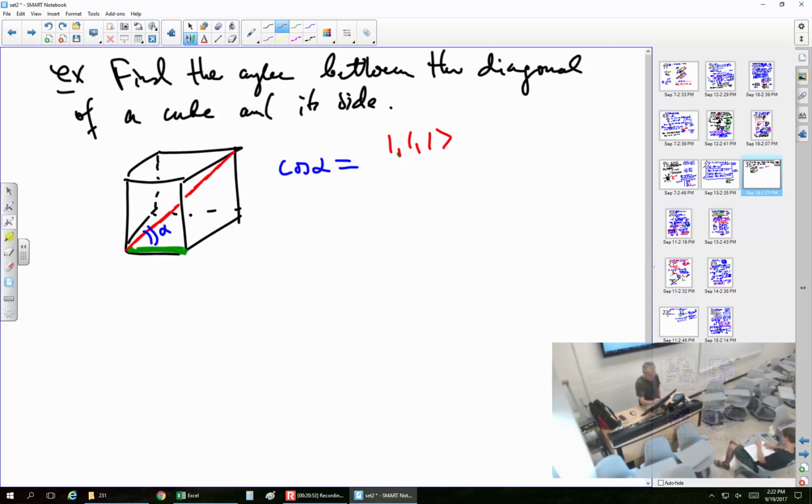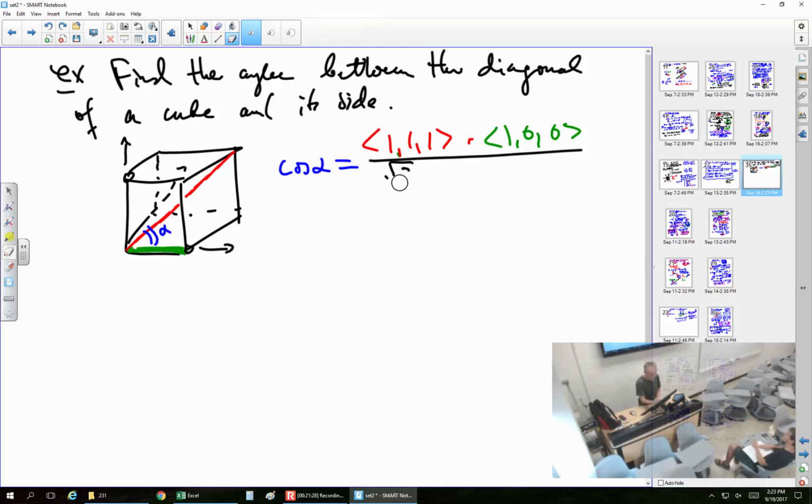1, 1, 1 dot product with the side, which is, let's say we take 1, 0, 0. If we put the axes appropriately, then the coordinates of those points will be 1, 1, 1 for the diagonal and 1, 0, 0 for the side. Then divided by the product of the lengths, the first of which is the square root of 3.